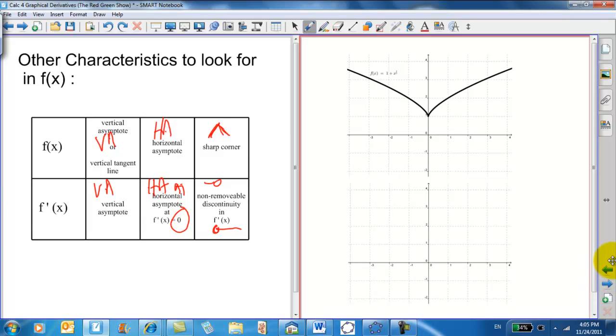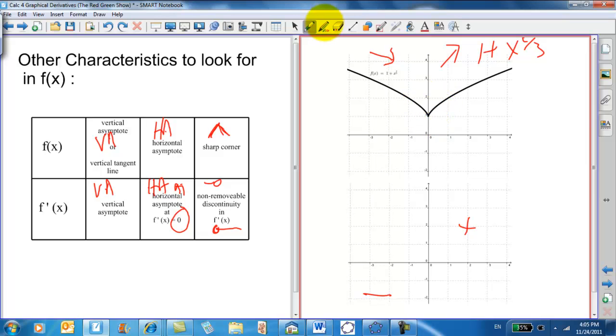Now, here's an example of what I like to call the bird function. It's x to the 2/3 power. Well, let's do the red part of the show first. It's decreasing, so we're going to be negative. It's increasing, so we're going to be positive. Now, what happens right here? It's a minimum, but I can't tell if that's a sharp corner or not.